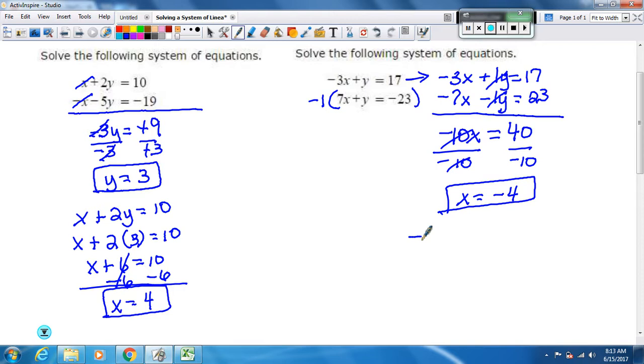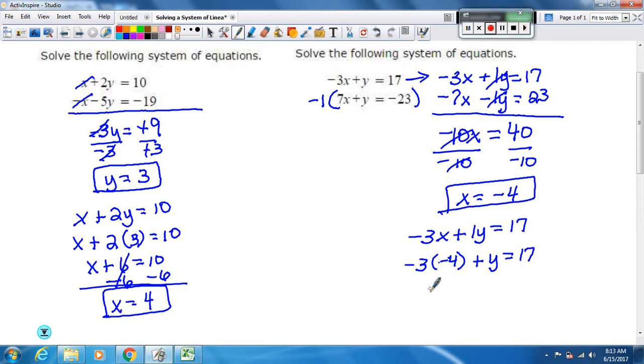Now take one of the original equations. I'll just choose the top one. It doesn't matter which one of those you use. As long as you do your algebra correctly, you'll get the same answer, because these answers are actually coordinates for a point. Okay, so I know that x equals negative 4, so negative 3 parentheses negative 4 plus, I can just write that as y equals 17, because I'm trying to get y by itself.